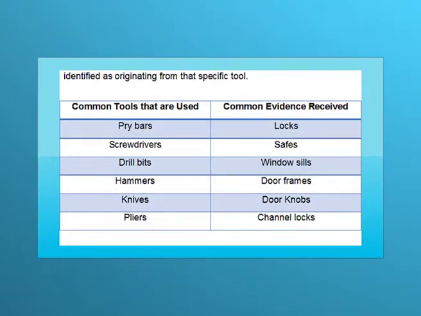Let us read from the table some of the common tools that are used and what is the common evidence that is received. For example, pry bars, the evidence is locks, screwdrivers, safes, drill bits, window sills, hammers, door frames, knives, doorknobs, pliers, the channel locks.